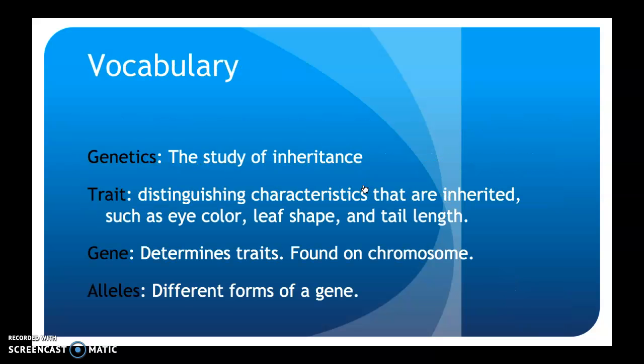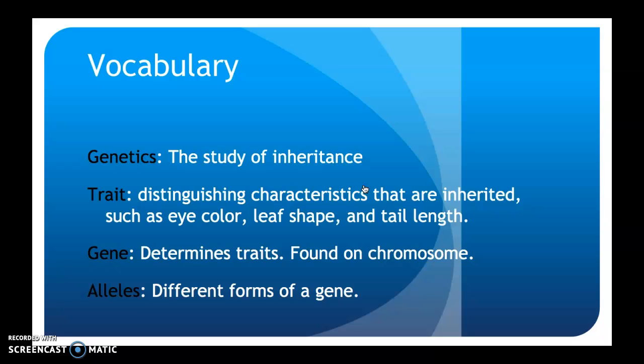Some of the vocabulary words you need to know for this unit, and this week, are genetics, the study of inheritance. Basically, where did you get the traits that you got? We've talked about this a little bit already. What is a trait? It is a distinguishing characteristic that you inherit, like eye color, for a plant, leaf shape, in the animal kingdom, tail length. A gene determines your traits. It's found on the chromosomes.